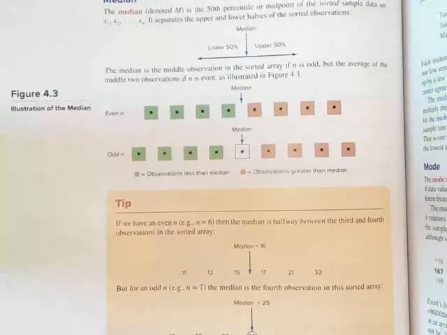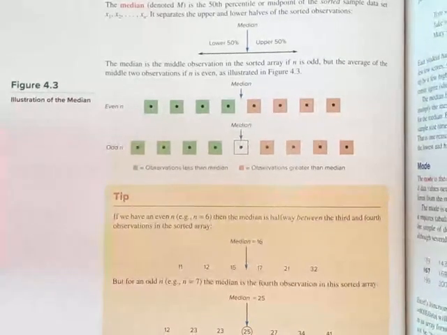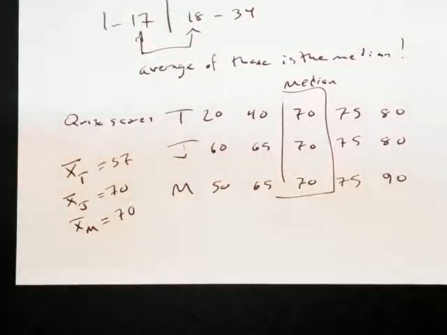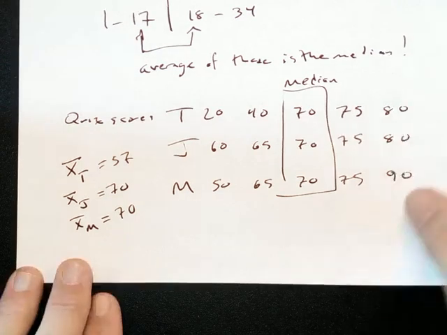There's my illustration. The green stuff is one side, the brown stuff is the other side. When I have an even number of things, the median is between two values. When I have an odd number of things, it is a value. One more measurement.